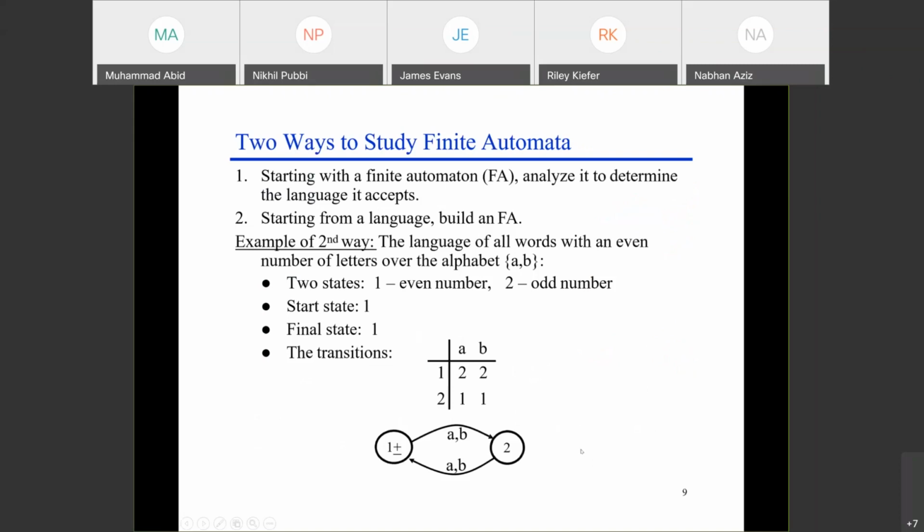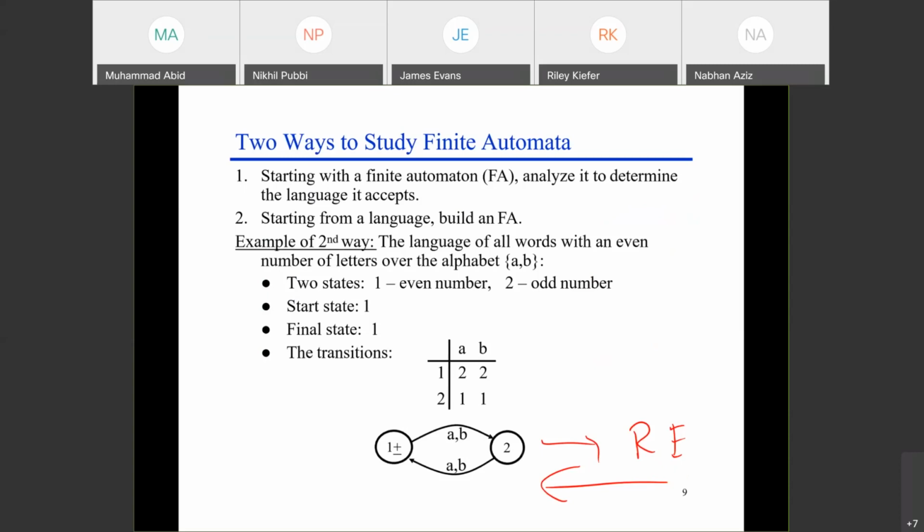So now, two ways to study FA. Starting with an FA and analyzing it to determine the language it accepts means writing the regular expression. So you have an FA, write the regular expression of that, or I will give you a regular expression and you write the FA of that. Or starting from a language and building an FA. So this is basically the idea behind that. So you can go both ways.